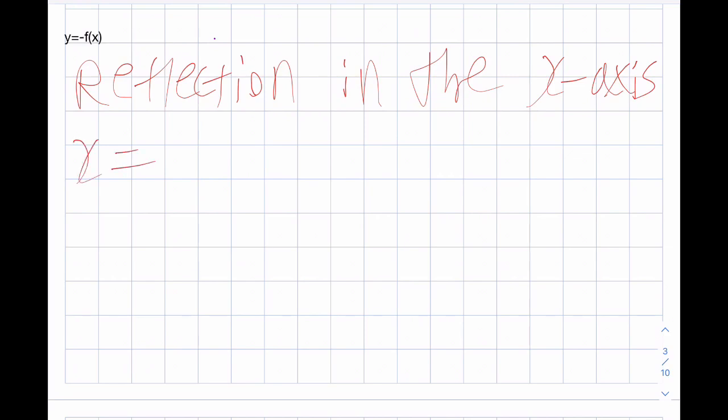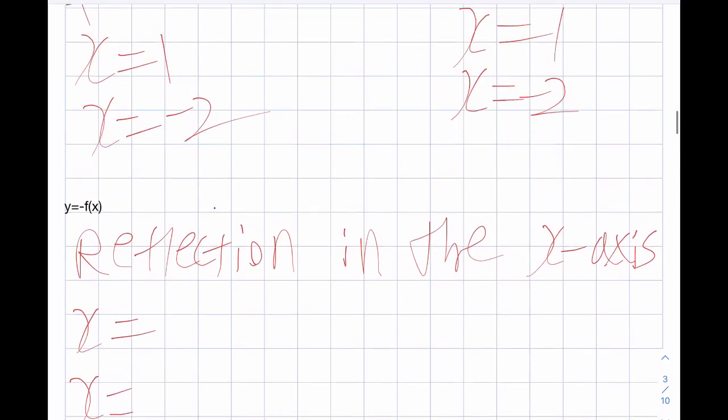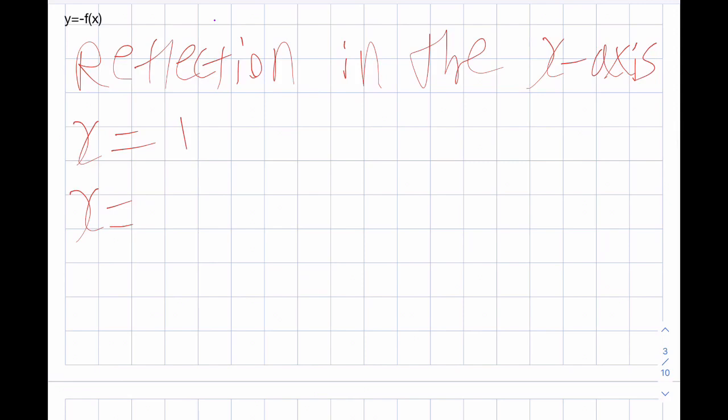And our original x values were 1 and negative 2. When we reflect the function in the x-axis, we need to put negative signs on the y values, not the x values. So our zeros will still stay the same for this question as well: x equals 1 and x equals negative 2.